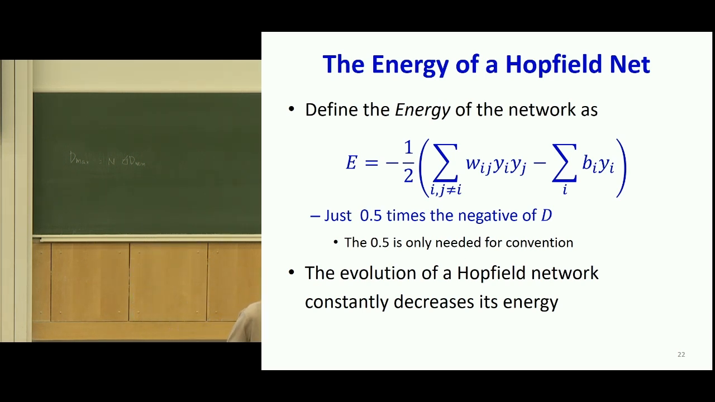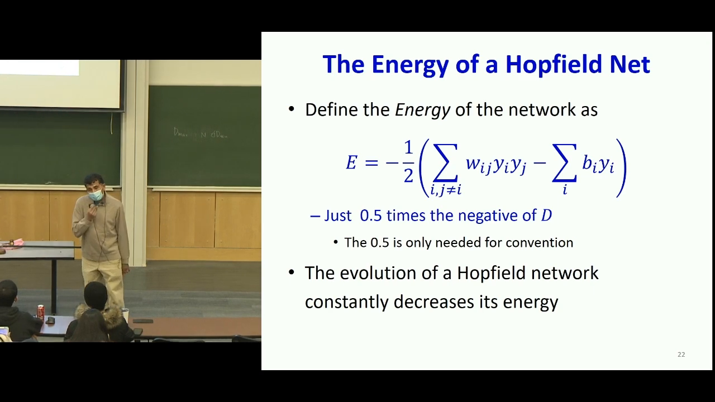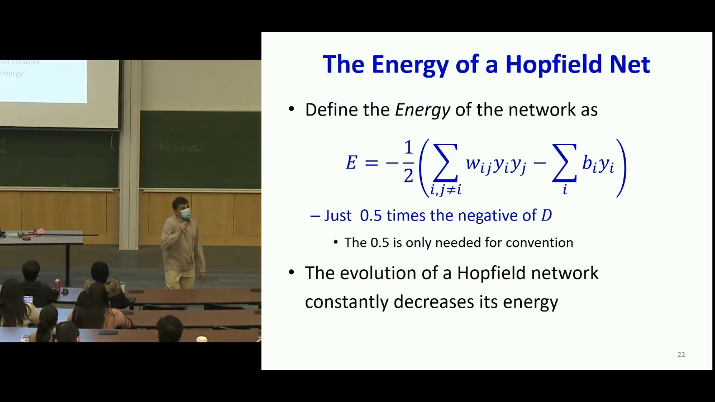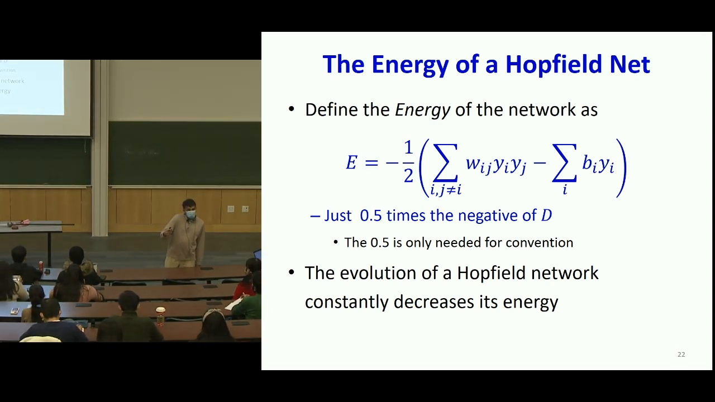What can we tell about what happens when it does stop? To see that, let's define something called the energy of the network. The energy of the network is just minus half of this d term that we just computed. The minus over here is just a convention thing. Ignore it. I can call it plus bias or minus bias. It doesn't really matter. So this is what we will define as the energy of the network. Every time the Hopfield net evolves, every time a neuron flips, d was guaranteed to increase. Consequently, the energy is guaranteed to decrease, because the energy is minus half of d.